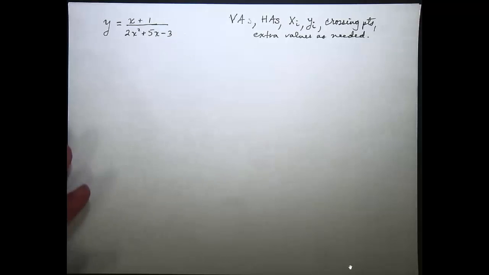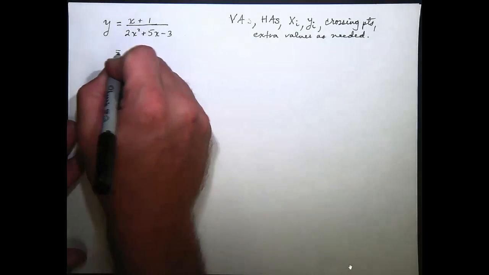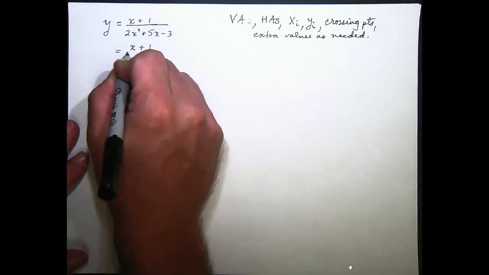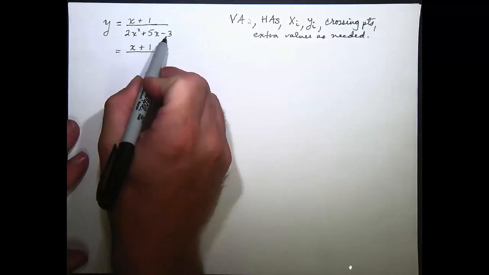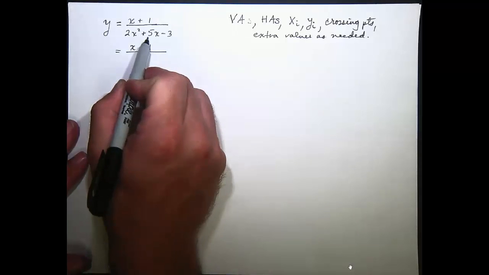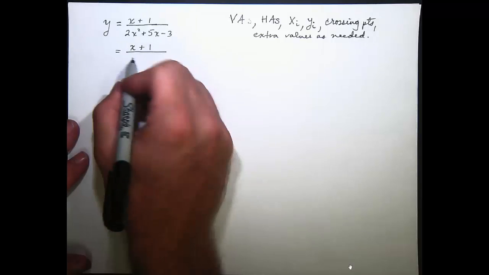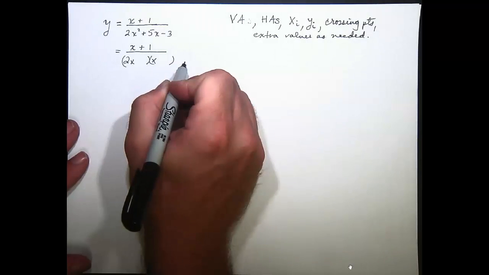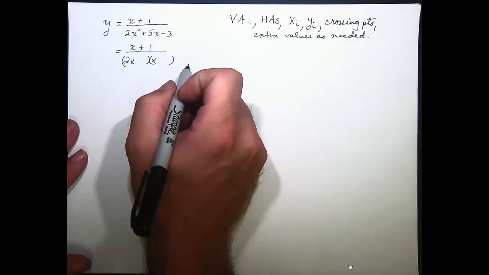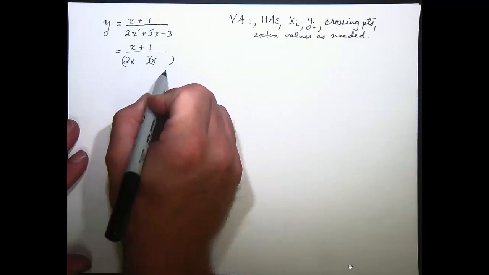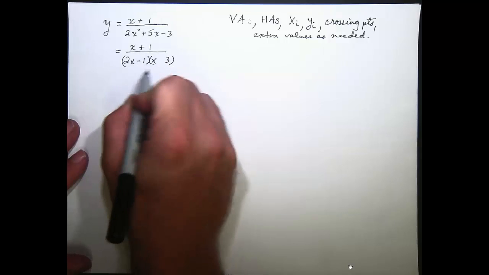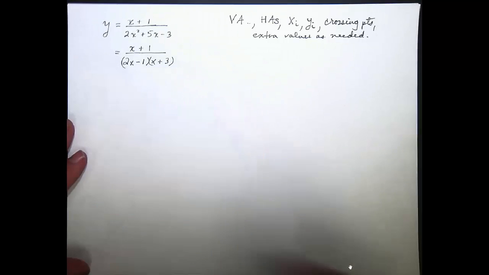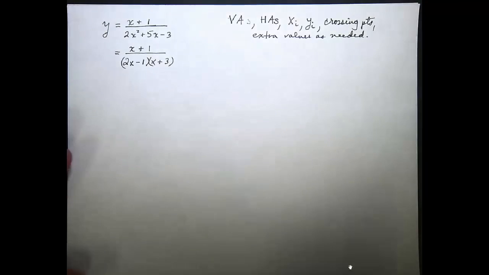So vertical asymptotes first. How do we find a vertical asymptote? Well, we should begin by putting the problem into factored form. So we're looking for two factors of 2 times negative 3, a times c, negative 6 that add to 5. Two factors of negative 6 that add to 5 are positive 6 and negative 1. So I need to create a positive 6 and a negative 1. And there we go. So that is the factorization of the denominator.